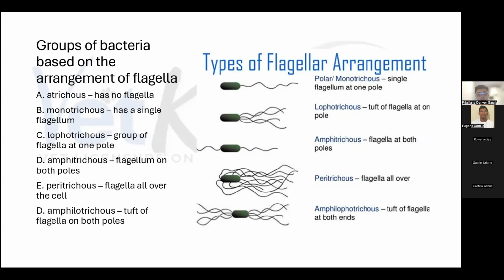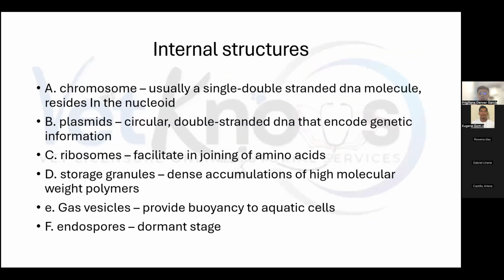What I do as a memory aid for peritrichous is the prefix peri. I think of it as being on the perimeter of the bacterial cell. So, all over. Then, amphitrichous, a flagellum on both poles. Next, we have the internal structures.